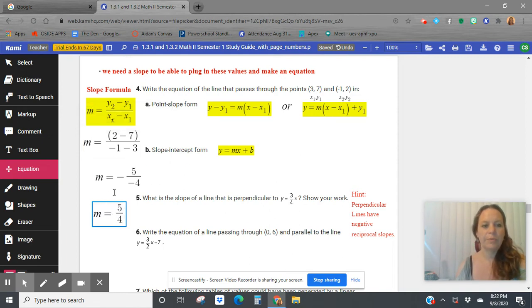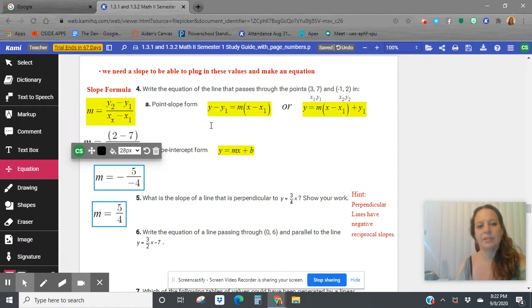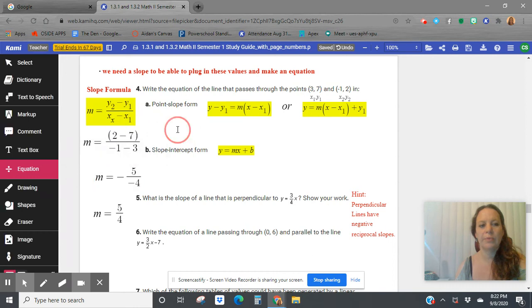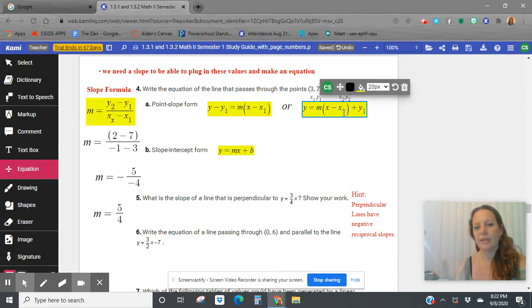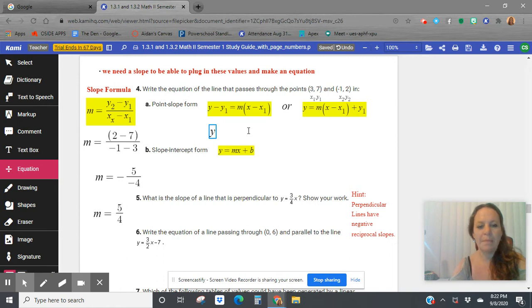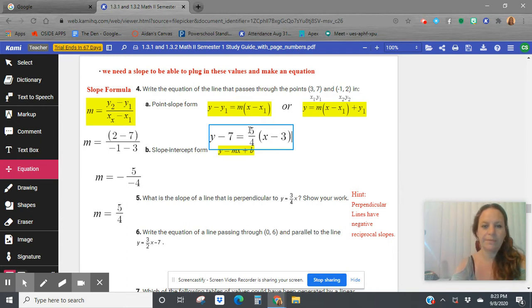Now that I have this slope calculated out, I can go plug into this equation. So there's two forms of the point slope that we need to be familiar with. One is when the y1 is on this side, one is when the y1 is at the end. We've been working mainly with this one in Math 1. So we would go y minus 7, that's my y1 from up here, equals 5/4 times x minus x1.